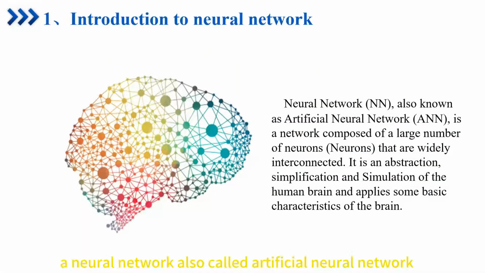A neural network, also called an artificial neural network, is a network of many interconnected neurons that simulates and simplifies the human brain. It applies some basic characteristics of the brain to create an abstraction and simulation of its functions.